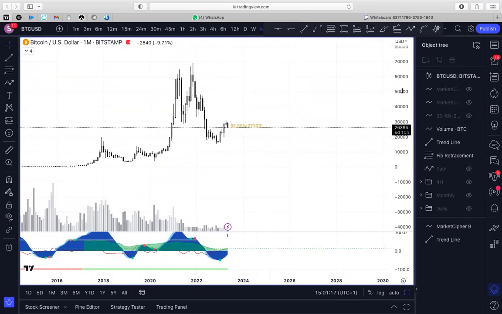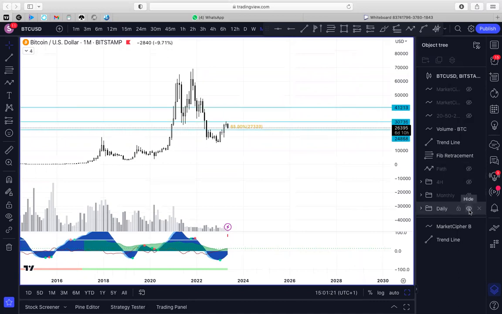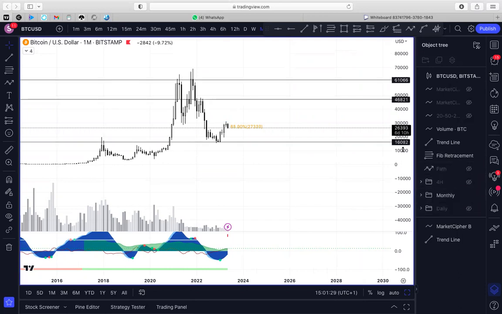So first things first, I look at my daily supports. And here we go. No, not my daily supports, my monthly supports, because monthly obviously is a longer time span. And here we go. This is my monthly support line that I've drawn.